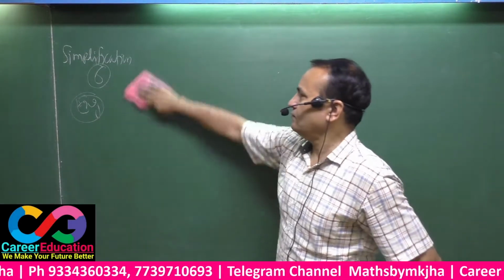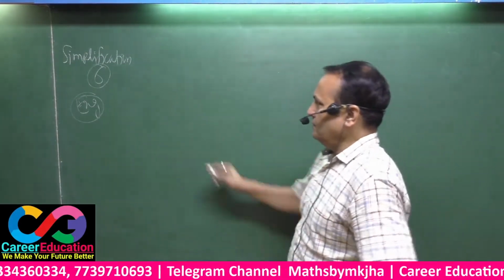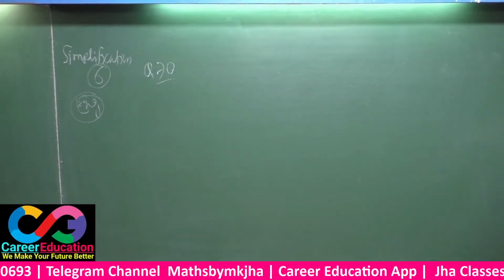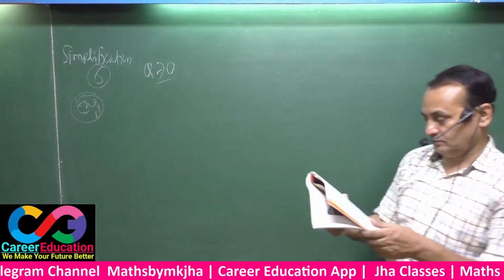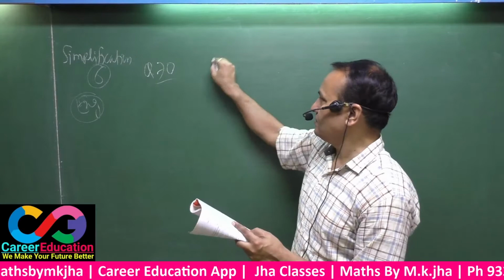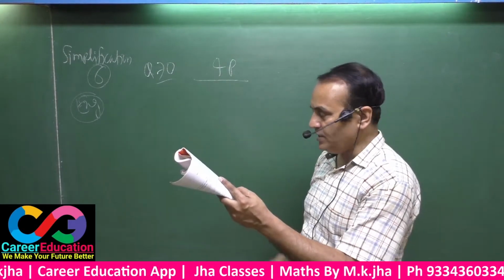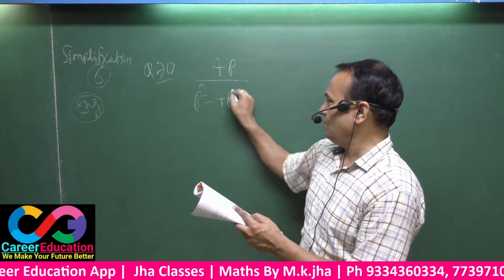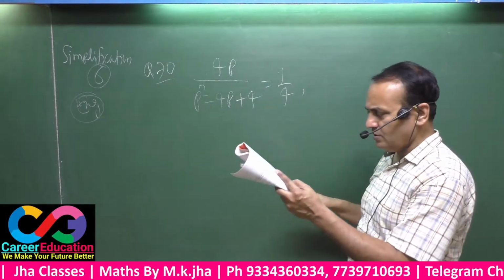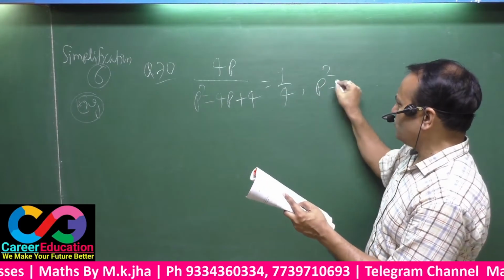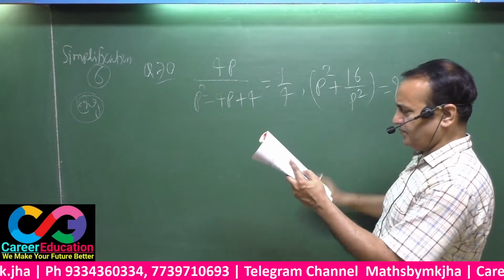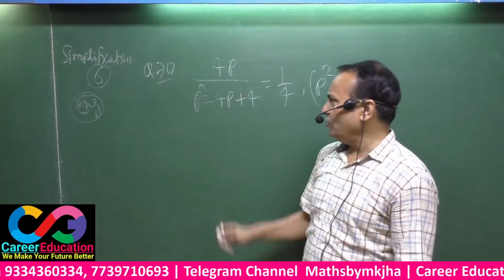Now, question number 70. If 4p by p square minus 4p plus 4 equals 1 by 4, and it is demanded, p square plus 16 by p square equals what? See here. Firstly, calculate this.